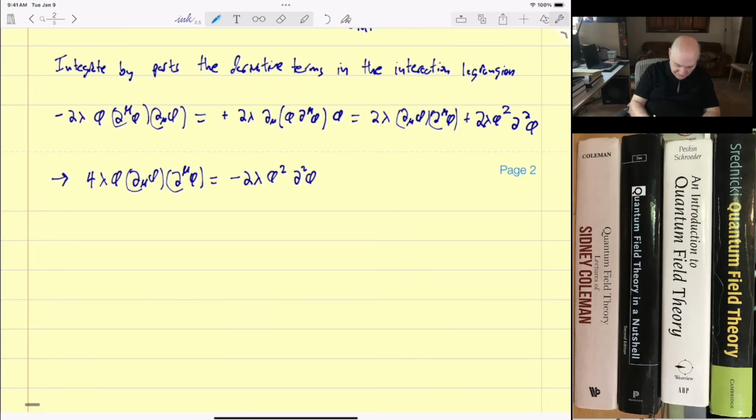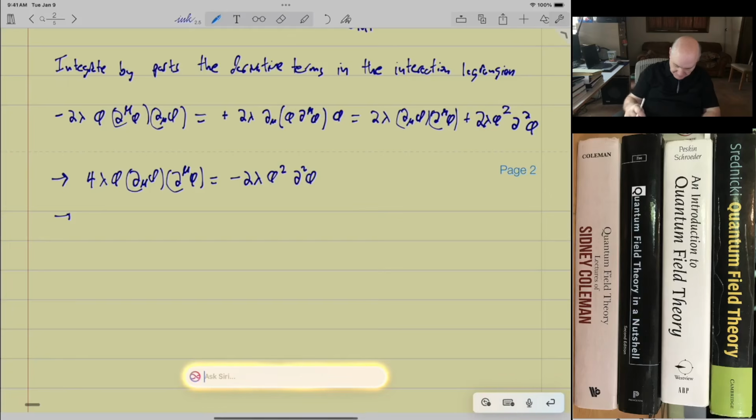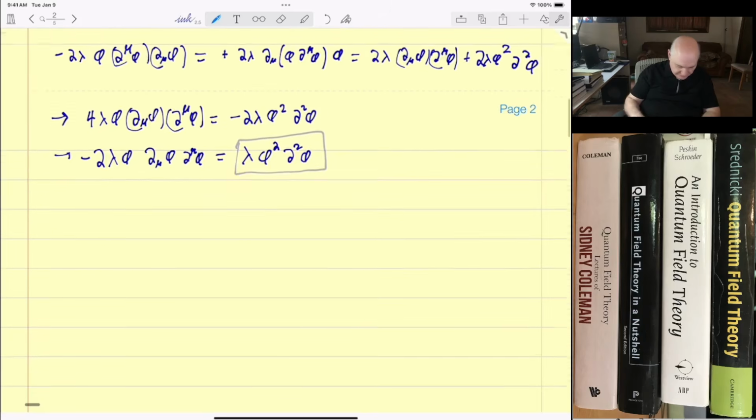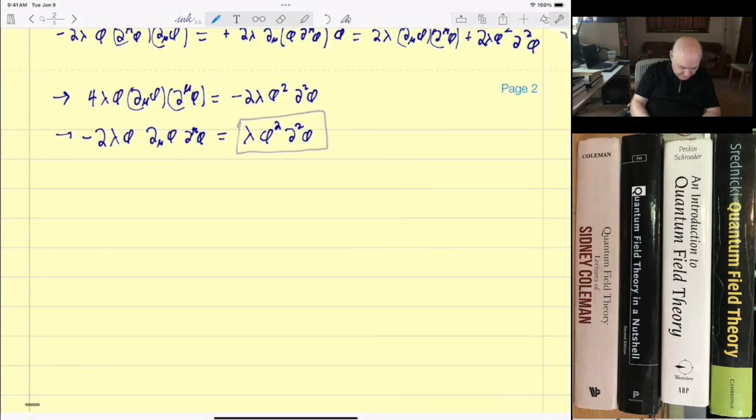And so this implies that minus 2 lambda phi partial mu phi is equal to, just dividing by minus 2 here, lambda phi squared partial squared phi. So that's one of our derivative terms. Now I'm going to do the same thing with the other derivative term.